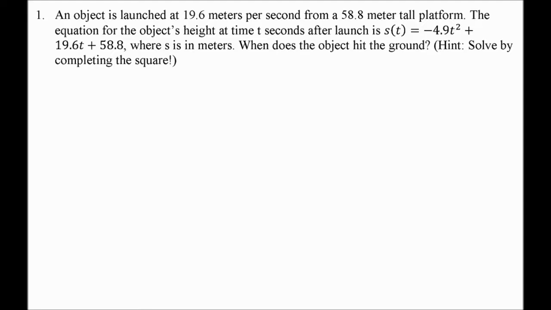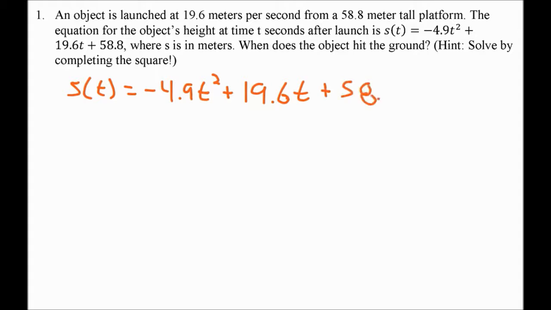So we've got a function here, S of t. S of t is equal to negative 4.9 t squared plus 19.6 t plus 58.8. Now, let's go back to the very first standard that we covered this semester, interpreting these equations in context.